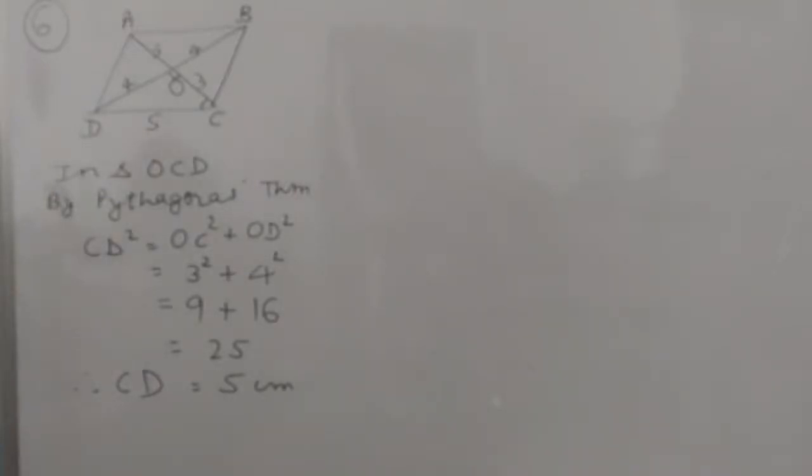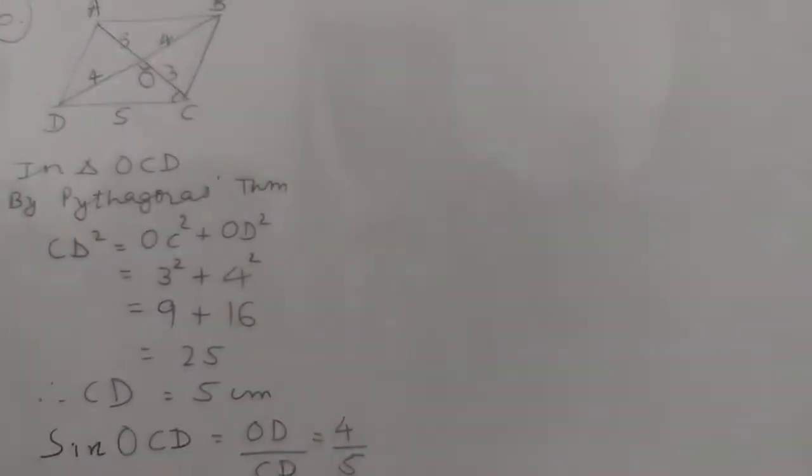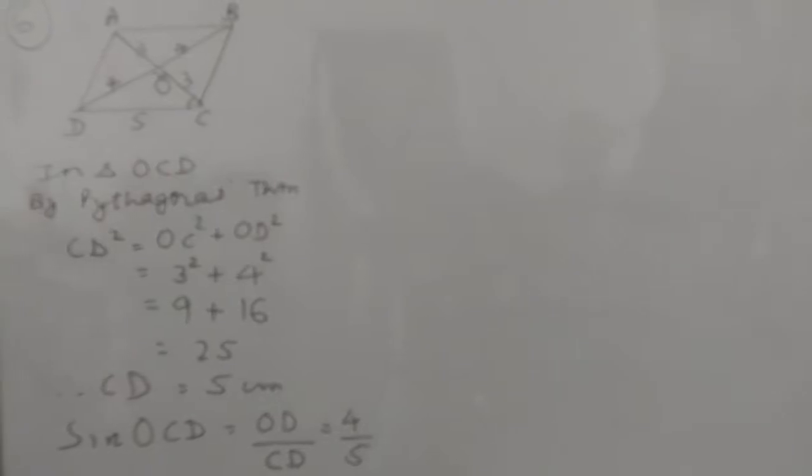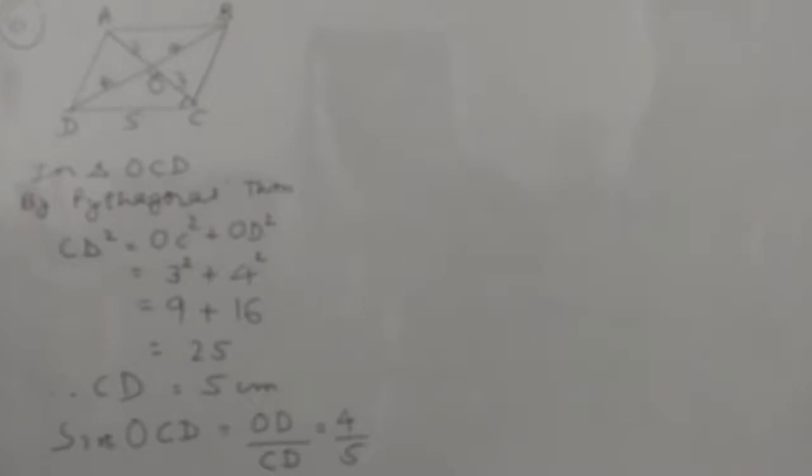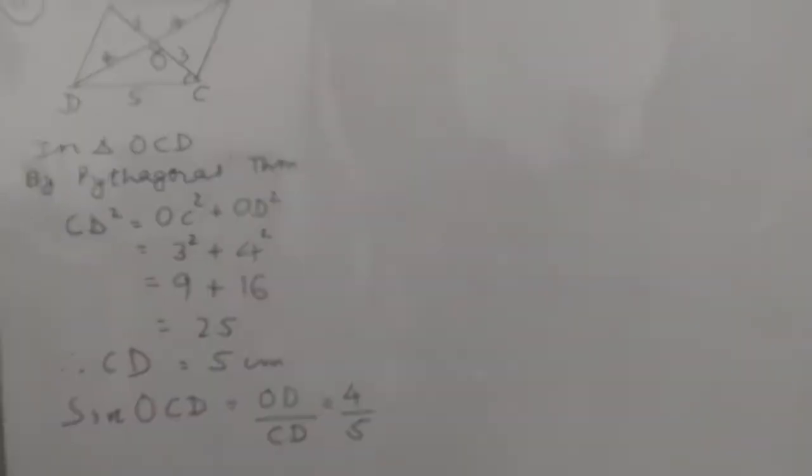Now we take sine OCD. The angle C we have to take care of. So opposite to C is OD and hypotenuse is CD. So OD value is 4 and CD is 5. So this is our answer for sine OCD. So for question number 6, we have to use our previous knowledge of rhombus and how the diagonals bisect each other.